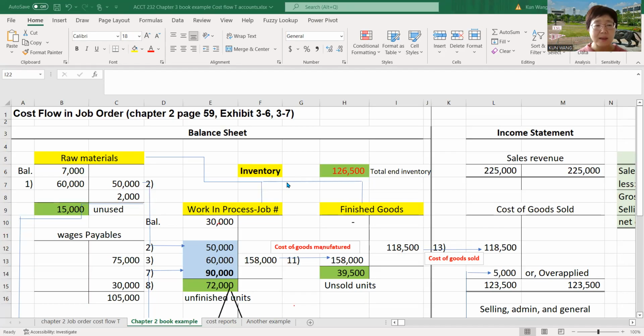Hello everyone. In the last video, we explained the cost flow from the different inventory accounts in the balance sheet, finally captured by the cost of goods sold in the income statement. Among them, direct material and direct labor can be directly added to work in process for different jobs or different departments due to their direct nature related to the production.